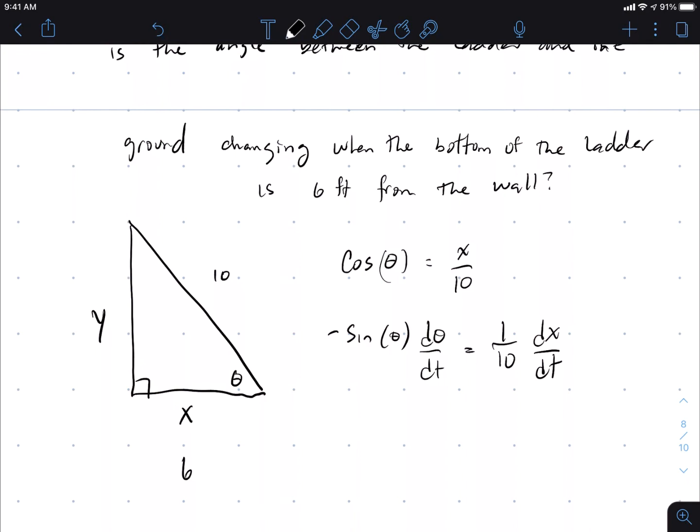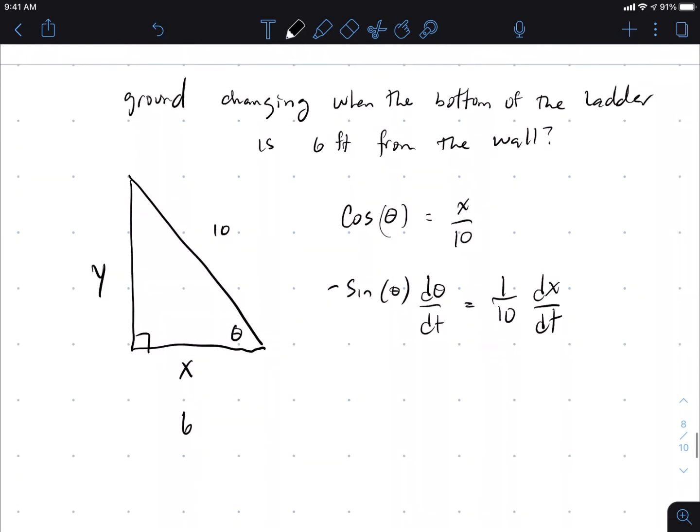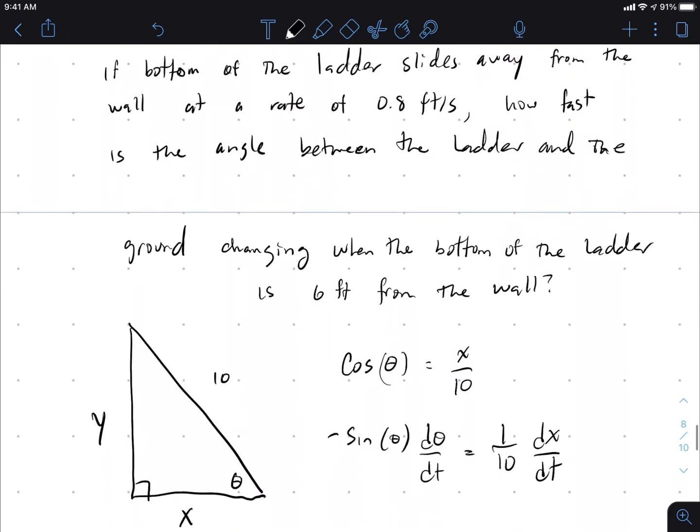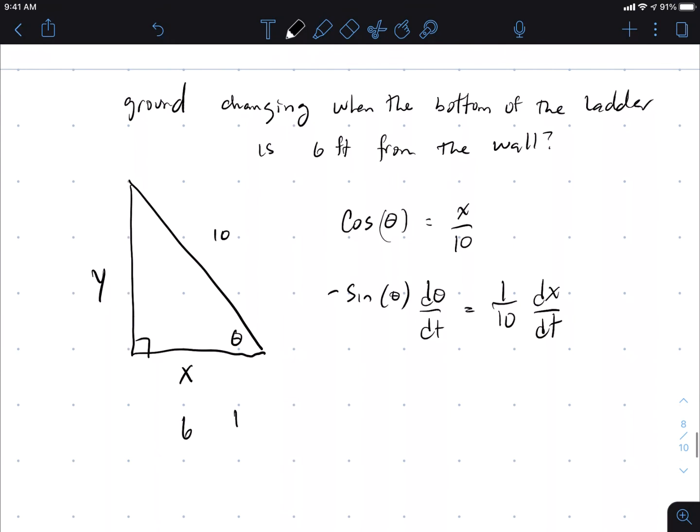Agreed? Okay, now, how fast was the thing sliding away from the bottom? That was given to us. Do you guys remember? 0.8 feet per second, correct? So our dx/dt at that 6 feet was 0.8 feet per second.